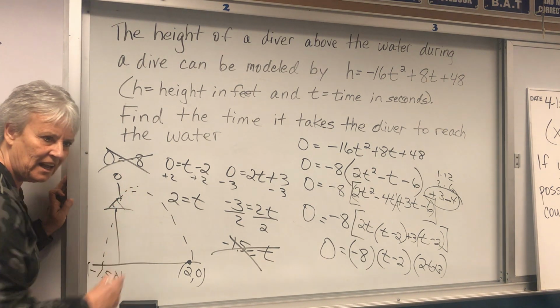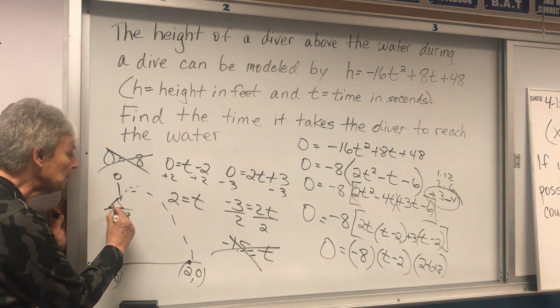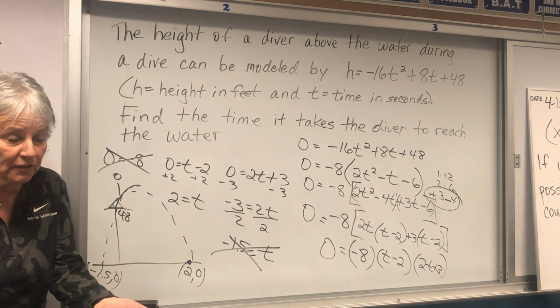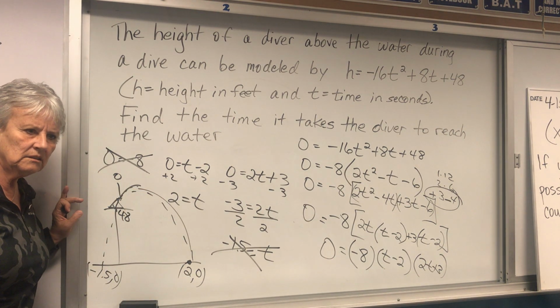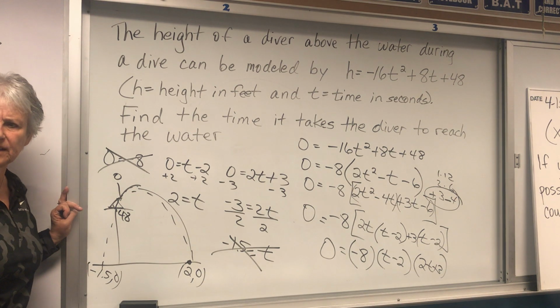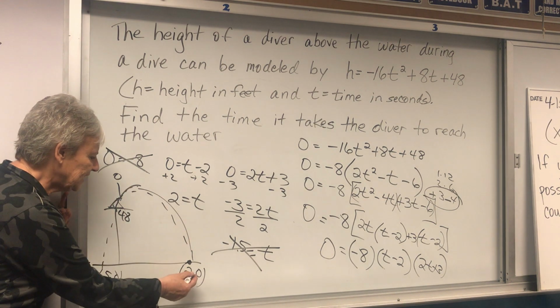He's up at 48 feet, right? 48 feet is where he's standing. He jumps up to something. We don't know the vertex, but it only takes him 2 seconds to hit the water. That's realistic. You fall fast when you jump. Yeah, 2 seconds to hit the water.